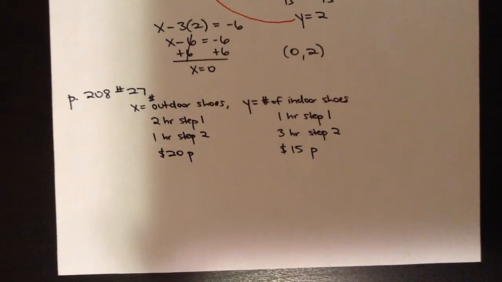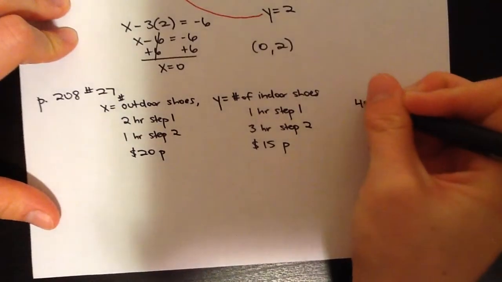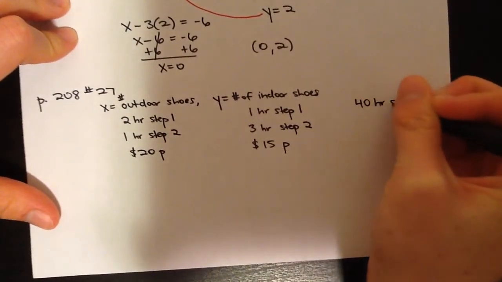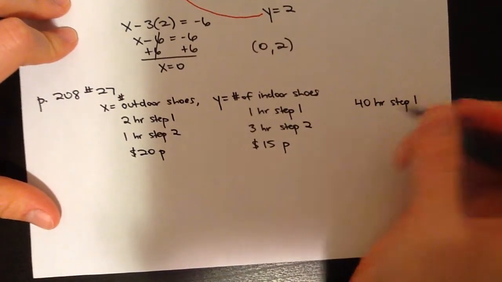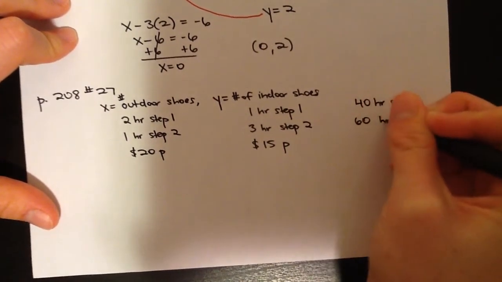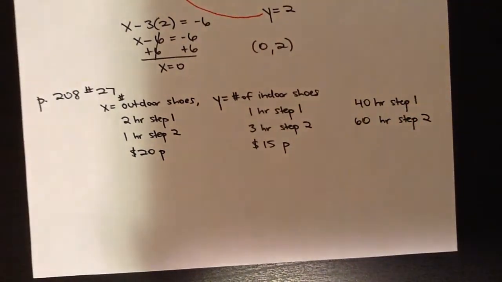The company has 40 hours of labor available per day for step 1. Okay, so totals, we've got 40 hours for step 1, we've got 60 hours available for step 2. So that means we've got 40 hours available, 60 hours available. It doesn't necessarily mean we're using every minute of that time. And then what is the manufacturer's maximum profit? That is what we are going to come up with.